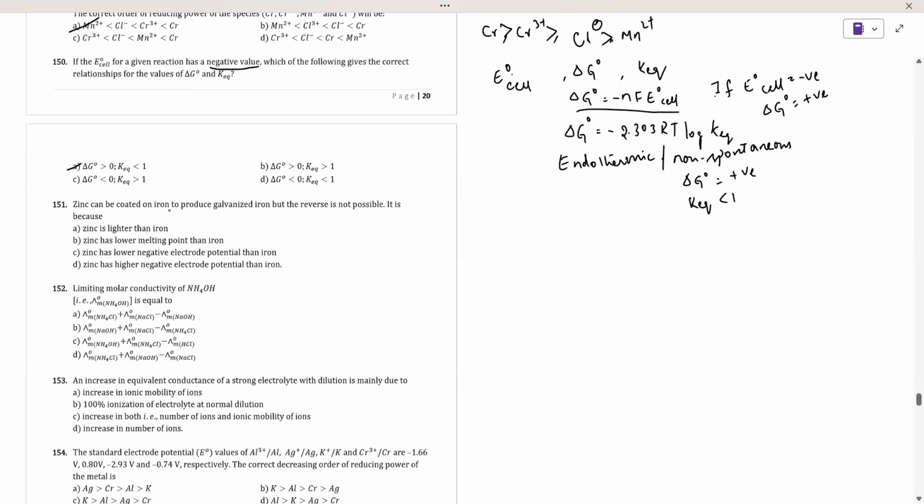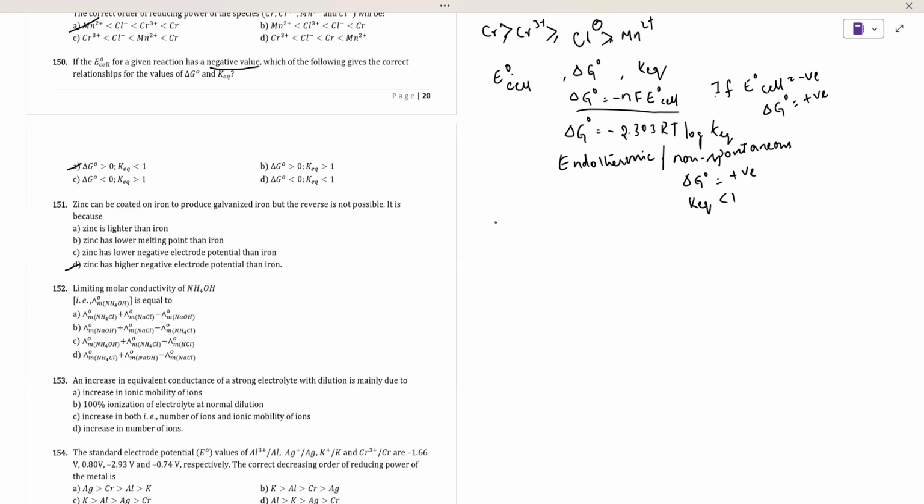Zinc can be coated on iron, okay, to produce galvanized iron, but the reverse is not possible. It is because, okay, what are the options given? Zinc is lighter than iron, obviously not. Zinc has lower melting point than iron, not at all correct. Zinc has lower negative electrode potential than iron. Obviously, no. Zinc has higher negative electrode potential than iron. Yes, option D is correct.